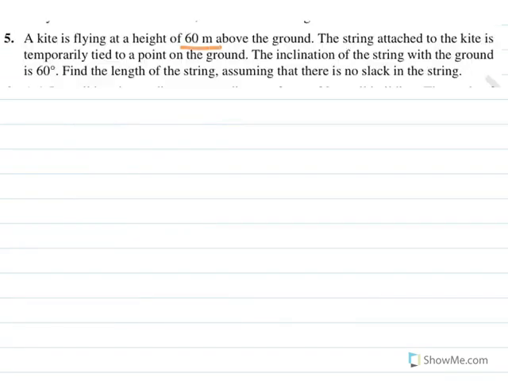A kite is flying at a height of 60 meters above the ground. The string attached to the kite is temporarily tied to a point on the ground. I won't read further. Let me just draw this diagram. So we have the ground. Here is the ground, and we have a kite flying up here. 60 meters above the ground, which means this is 60 meters above the ground.